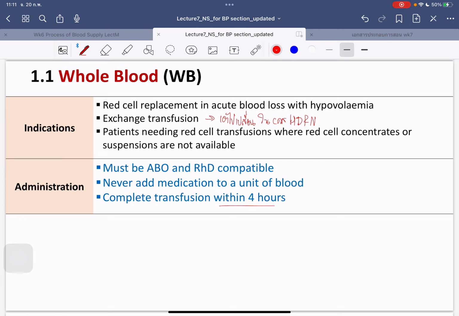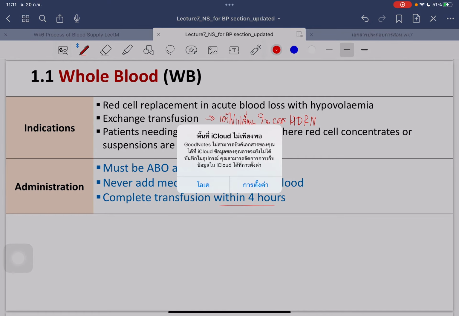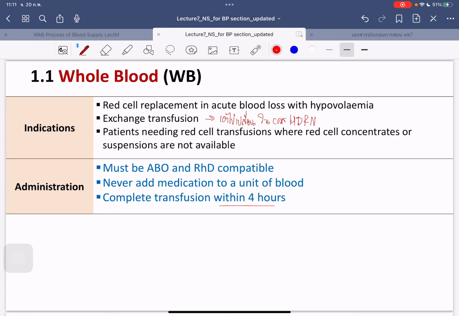If I transfuse it in just 1 hour, what do you think is going to happen? One whole blood unit has around 500 ml. It's like drinking 500 ml at the same time and it's already in your blood vessel. What happened? Volume overload, right? You have too much blood in your body. But if you transfuse longer than 6 hours, what happened to you?